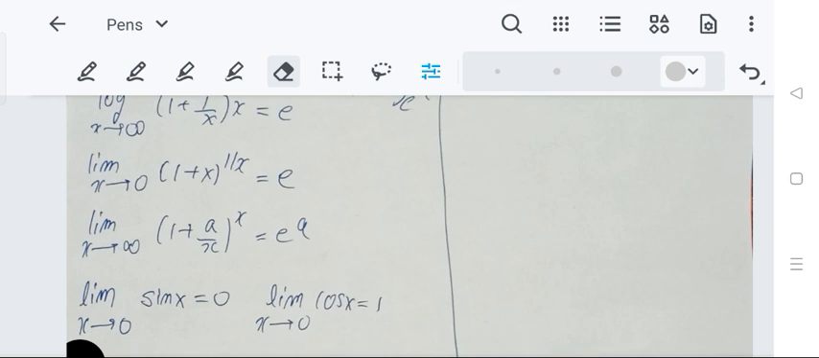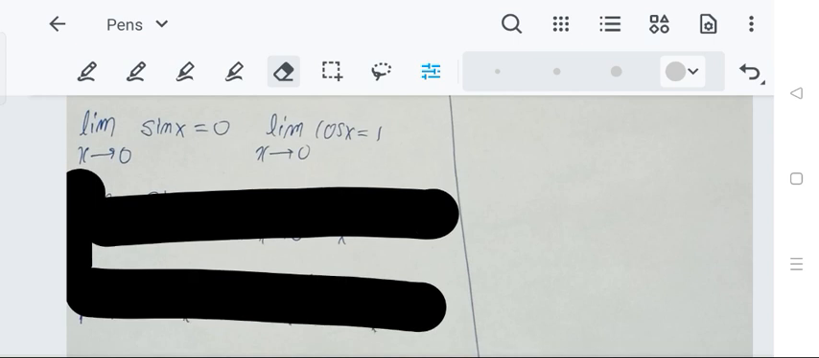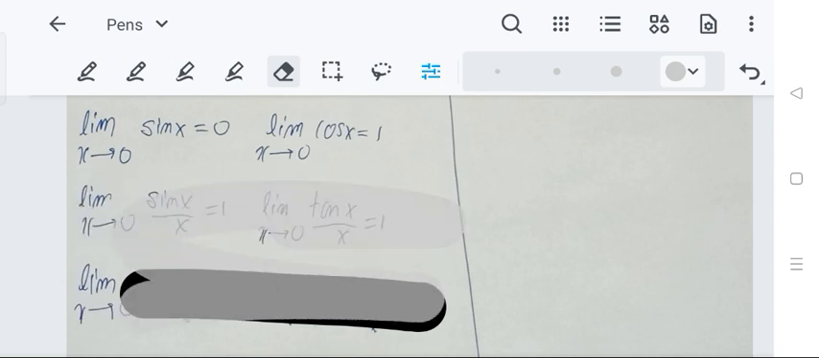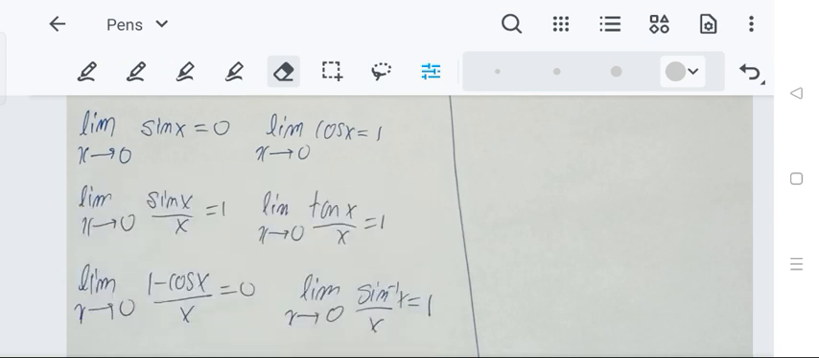Then another important limit is, if x tends to 0, then sin x is equal to 0. If x tends to 0, then cos x is equal to 1. These trigonometric limits are very much used. The limits I am telling now are very much important. If x tends to 0, sin x upon x is 1. Then if x tends to 0, tan x upon x limit is 1. And if x tends to 0, limit of 1 minus cos x upon x is 0.